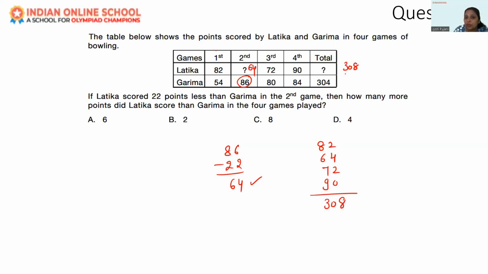Latika scored 308 points. Garima scored 304 points. So who won? Latika won. By how many points? That's 308 minus 304. It means Latika scored 4 points more than Garima. So 4 will be your answer.